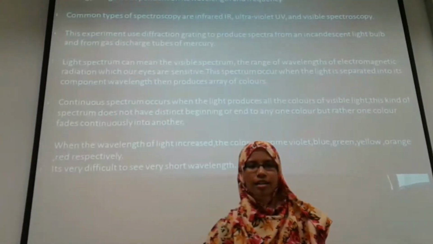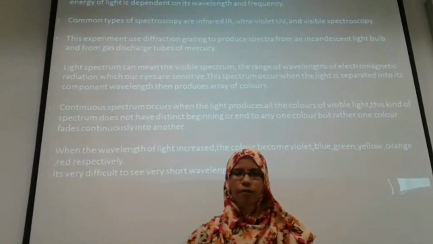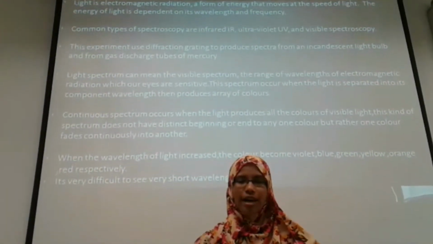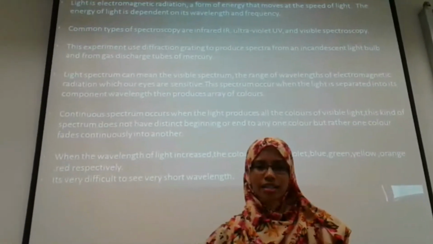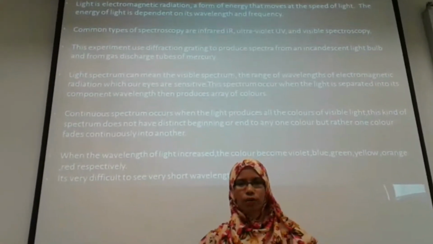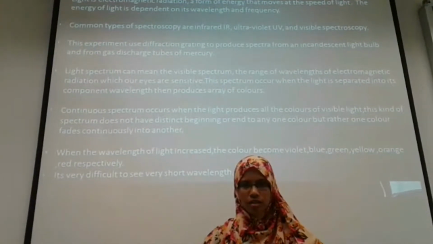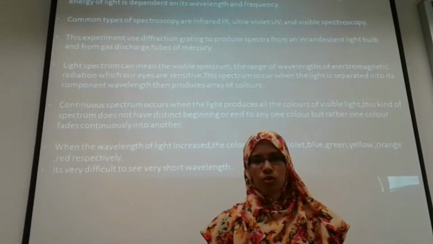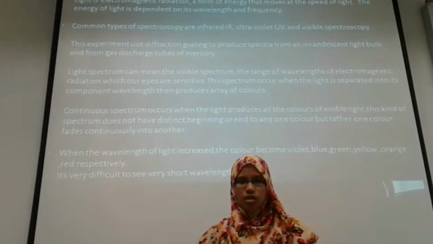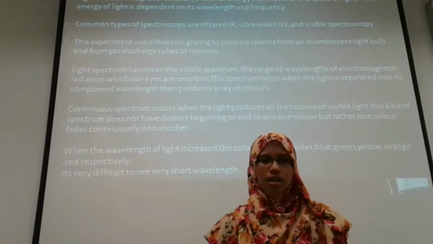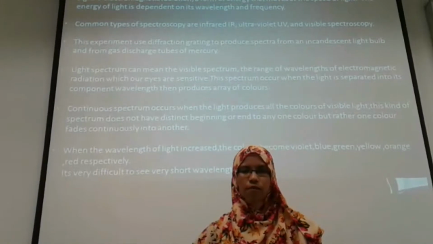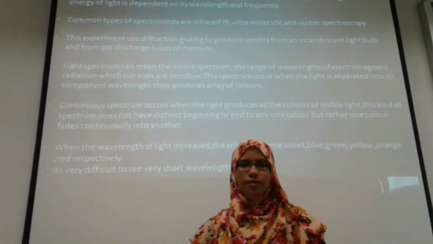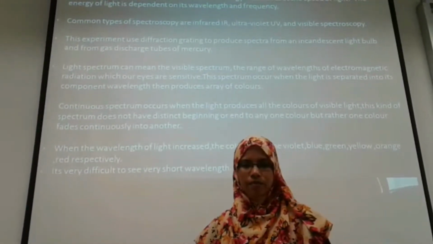Light is electromagnetic radiation, a form of energy that moves at the speed of light. The energy of light is dependent on its wavelength and frequency. The wavelength and frequency are inversely proportional. As the wavelength increases, the frequency will decrease. Common types of spectroscopy are infrared, ultraviolet, and visible spectroscopy.